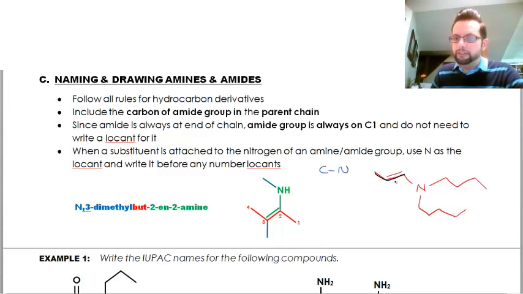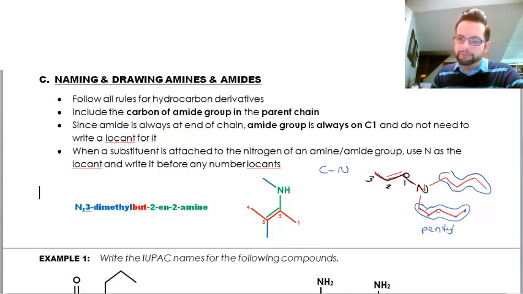There's your nitrogen. When we number this, again, we want to assign this functional group, this carbon-nitrogen bond, the lowest number possible. So we would start numbering from here. Then we would treat the other carbon chains that are attached to the nitrogen as substituents. One, two, three, four, 5. So that's actually a pentyl group. And 1, 2, 3, 4, this is actually a butyl group.